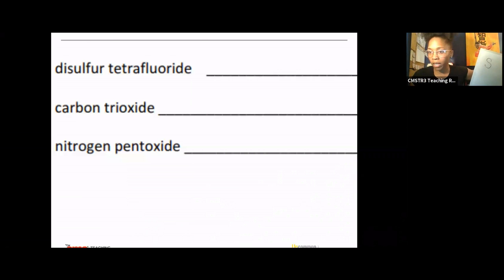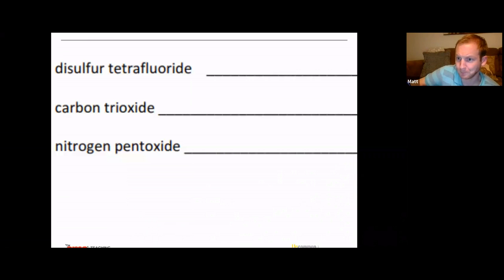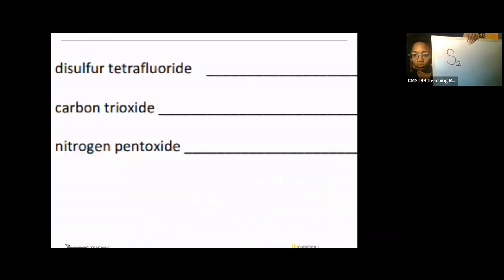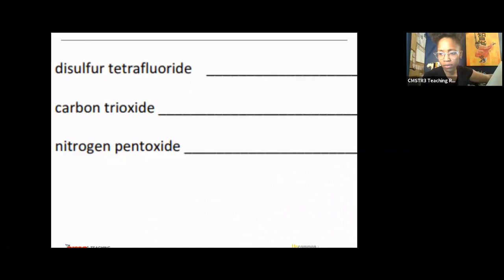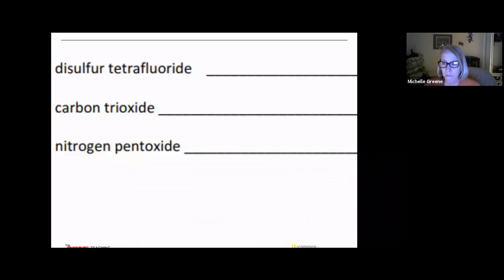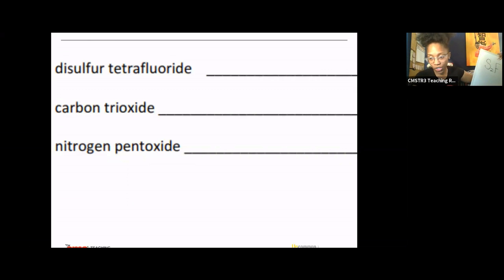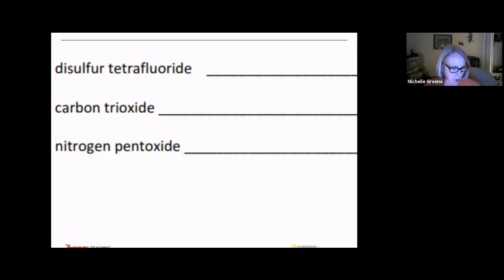Di means how many? 2. So 2. The symbol for fluorine is F. Oh, just F. I used to say FL forever, but it's just F. And then tetra. Anybody know what tetra is? How many? 4. Tetra is 4. Oh yeah, that's much easier than the other stuff.